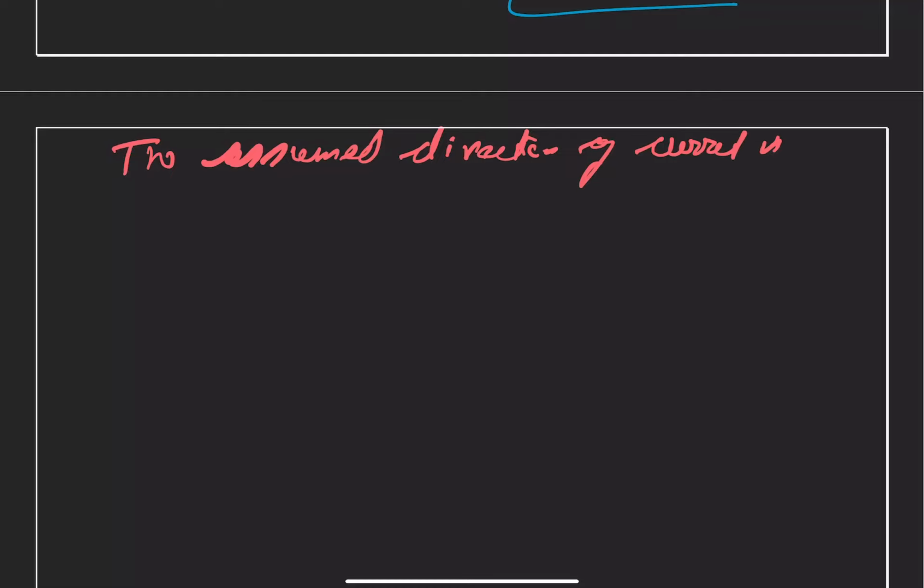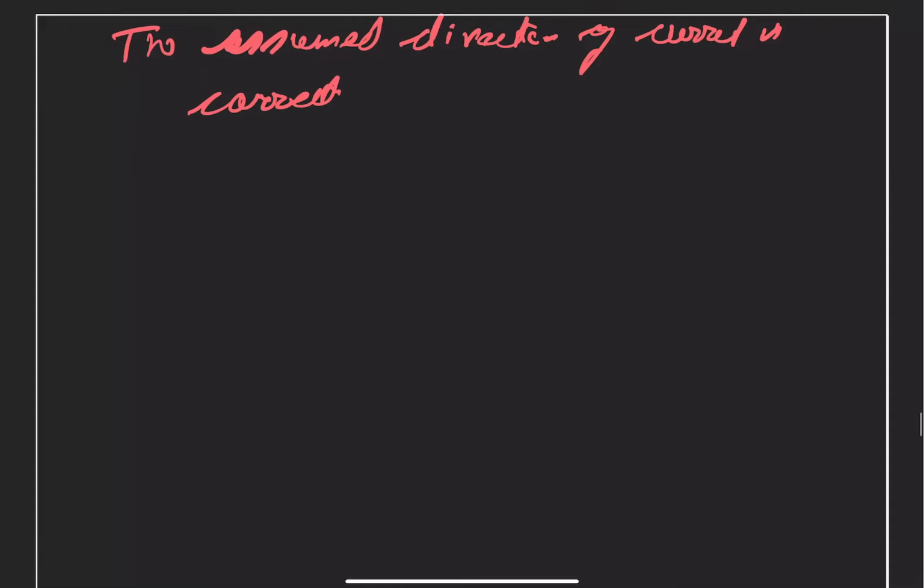So it means the assumed direction of current is correct. The current flows from P to Q.